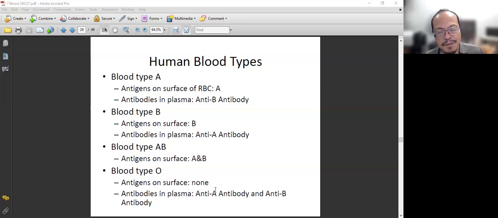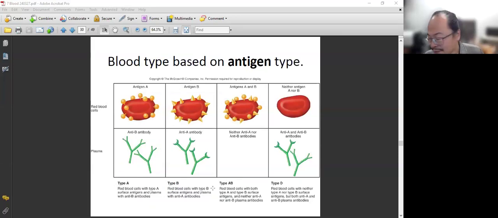So that's that. So this one is just a graph to show you that the type A person has antigen A, and in the plasma it has anti-B antibody. Type B person has antigen B, and he has anti-A antibody. Type AB person has both antigen A and antigen B, but it doesn't have anti-A or anti-B antibody. Type O person doesn't have antigen A nor antigen B. This person would have anti-A and anti-B antibody. These are two different antibodies.